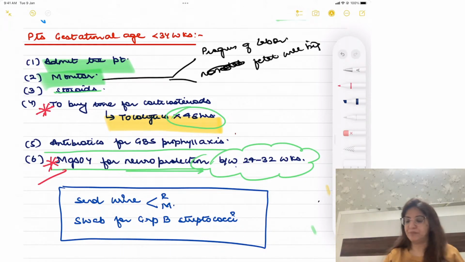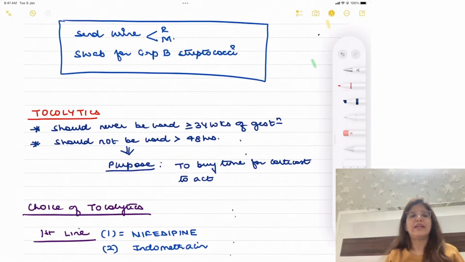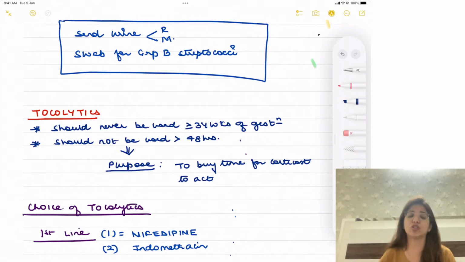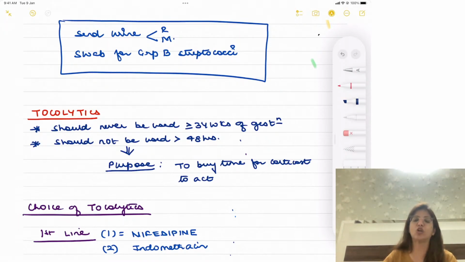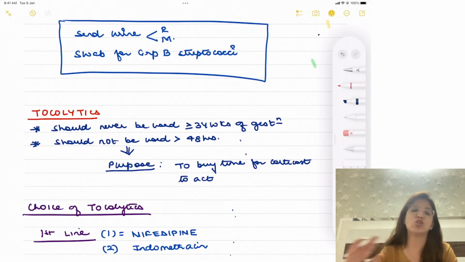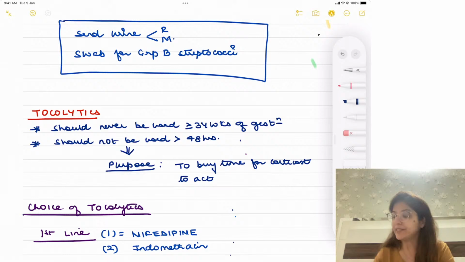Okay. Now, let's come to tocolytics. Now, in tocolytics, that is very, very important. You know, all the doses of tocolytics and what are the mechanisms of action. All this is very important because you may get a short note on any one tocolytic or you may be asked about tocolytics in general, right?